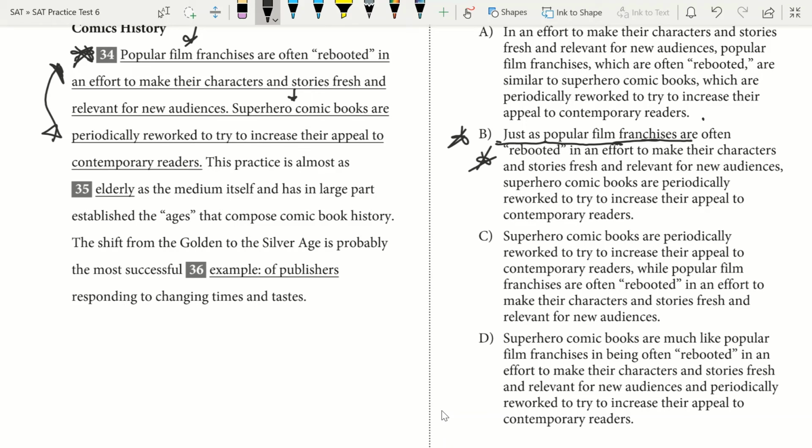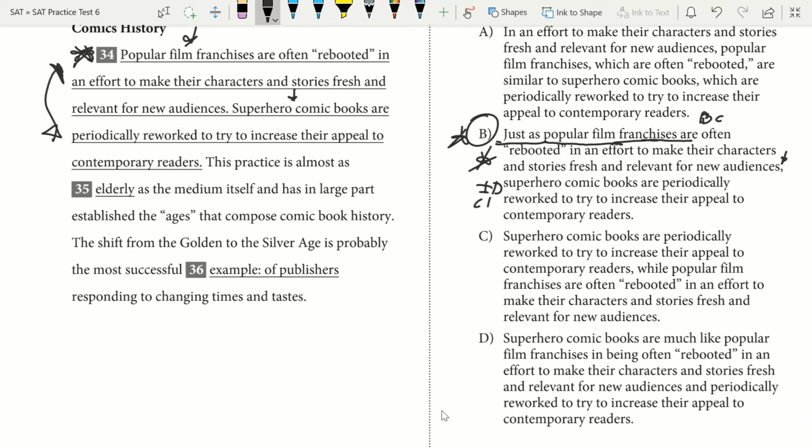Because we have our dependent clause up here with our just as popular film franchises all the way to our comma here. That's going to be our dependent clause. Then we have our independent clause here, right? Independent clause, with superhero comic books are periodically reworked to try to increase their appeal to contemporary readers. So we know B is going to be our answer there.